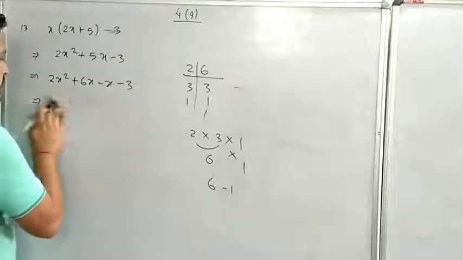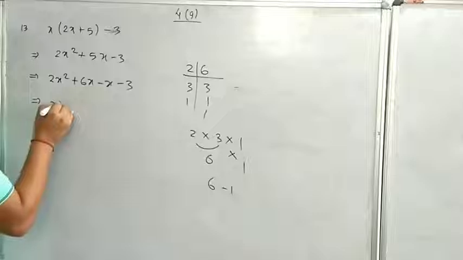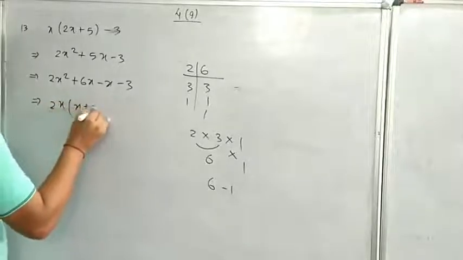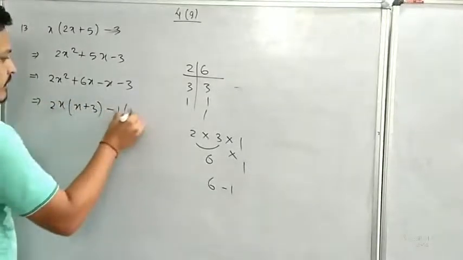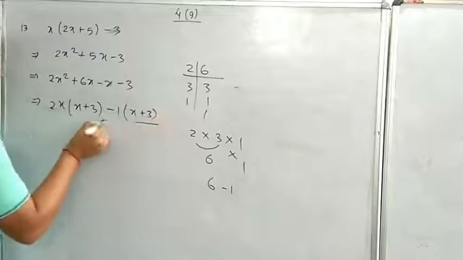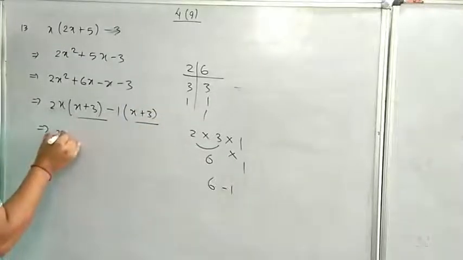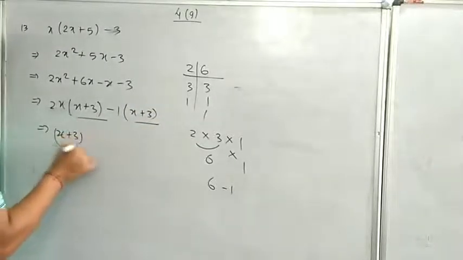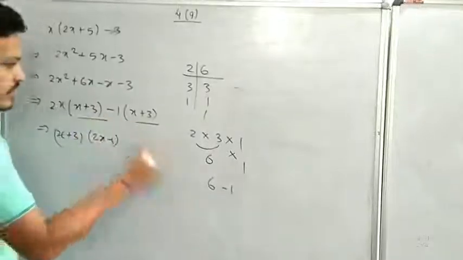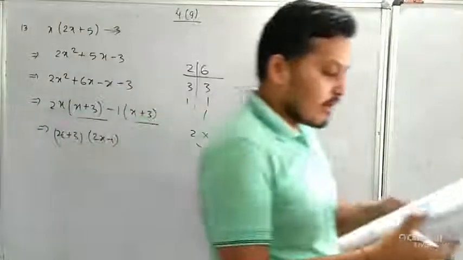तो 6x, what is the common out here? 2x is common, तो x plus 3, minus 1 is common, so x plus 3. So now this is the same here. So (x plus 3) is common out and remaining is 2x minus 1. It is the solution of the given question.